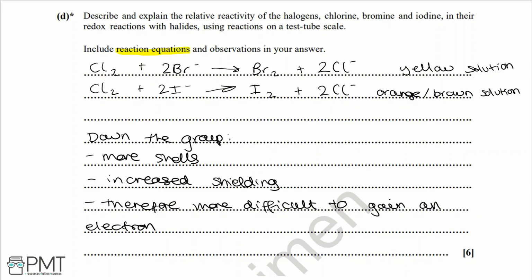To get the 6 marks for this question, you must describe and explain concisely the trend in reactivity of the halogens. This is the 3 bullet points in this question. And describe and explain full observations of redox reactions backed up with at least 2 equations. So here we've got our observation next to our respective equation.